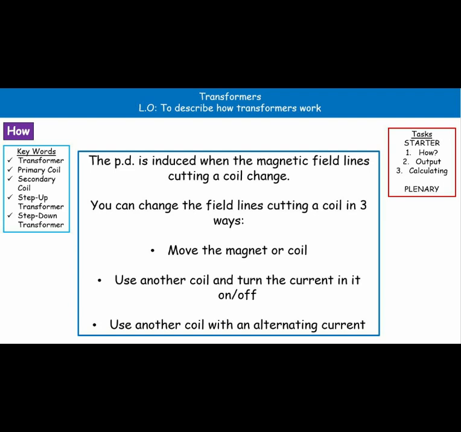So what we need to do is write down the points on the screen at the moment in your books, because the ways that we can change it is important. So I'll give you about a minute and a half to 2 minutes to get that done.